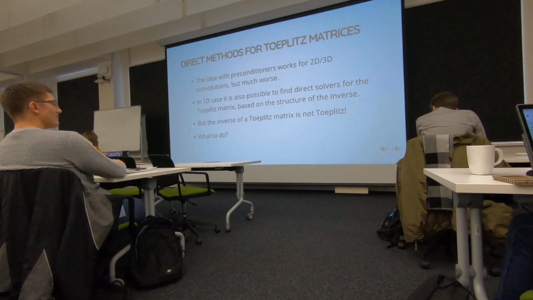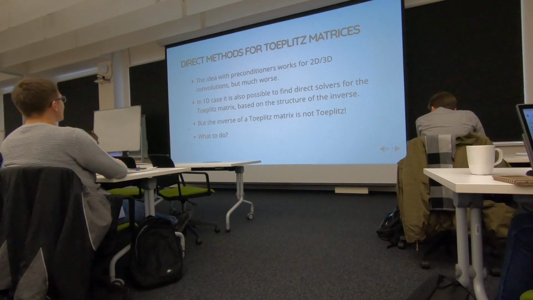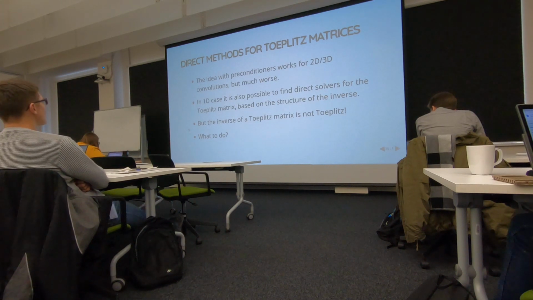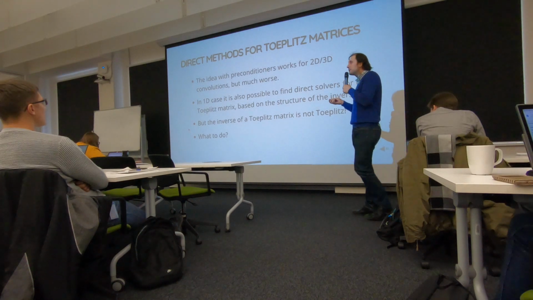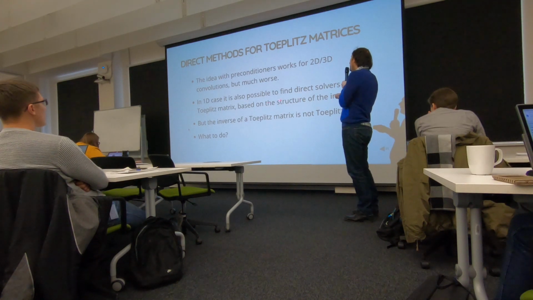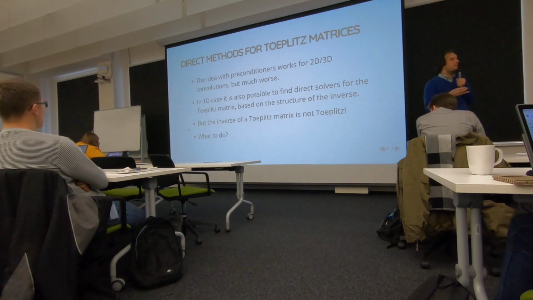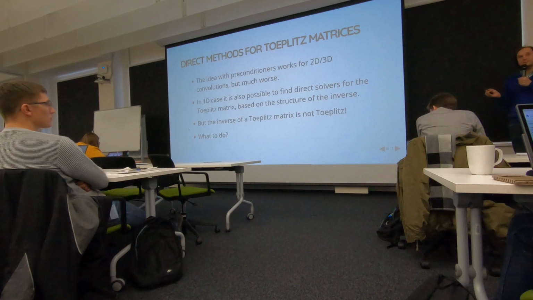The idea with preconditioning works for 2D convolutions, much worse, but still it's reasonable. There are also negative results. We show no circulant preconditioner will ever work, in the sense that you get a number of iterations independent of the mesh size, but okay. In one case you can even do better. And what we are going to discuss at the end of this lecture is what is actually the inverse of a Toeplitz matrix. The inverse of a Toeplitz matrix is not a Toeplitz matrix, but what is it?